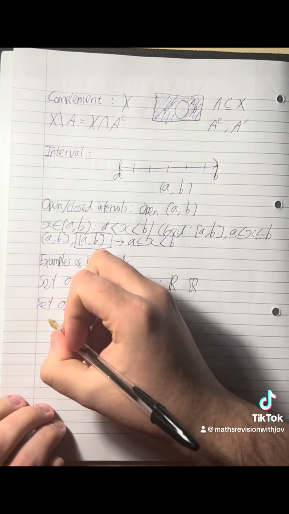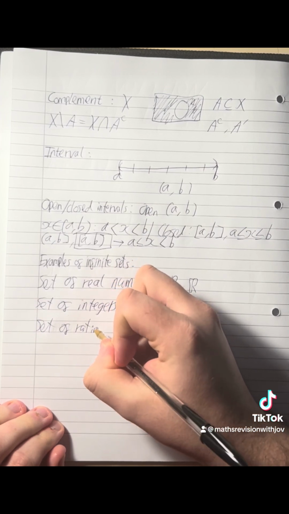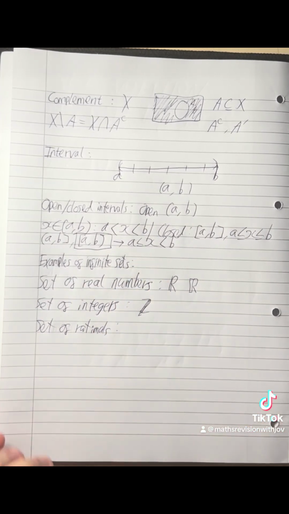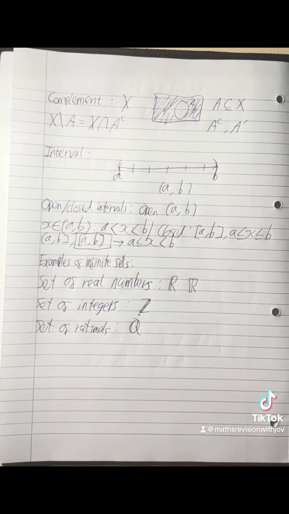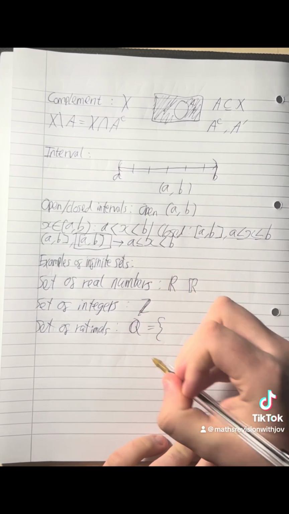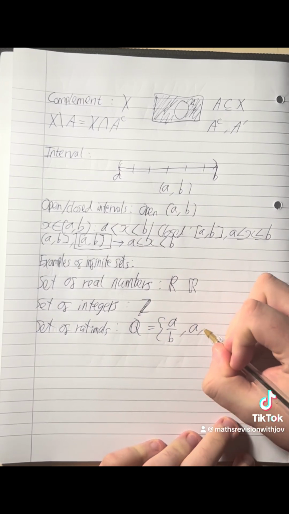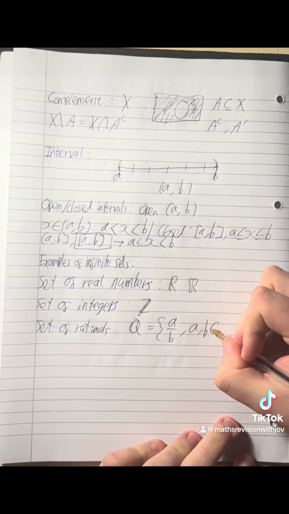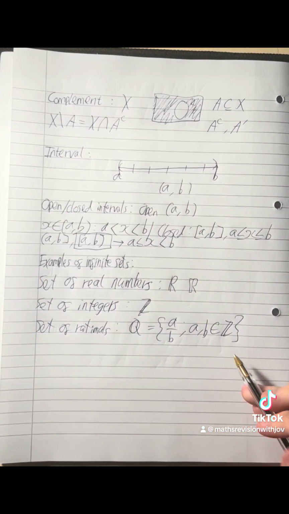Another one that we often have a look at is the set of rationals. The set of rational numbers is written as a Q, like that. That is any number of the form A over B, with A and B being integers. So A and B are elements of the set of integers, and the set of rationals is all numbers of the form A over B.